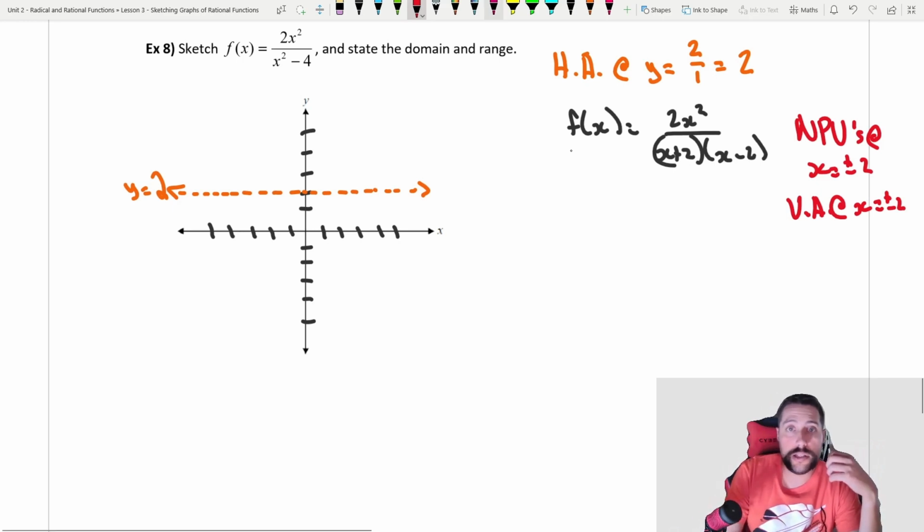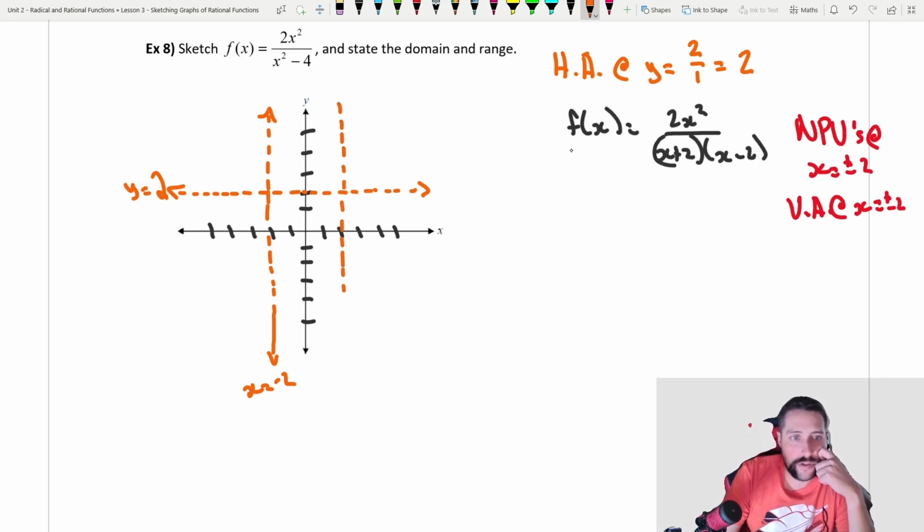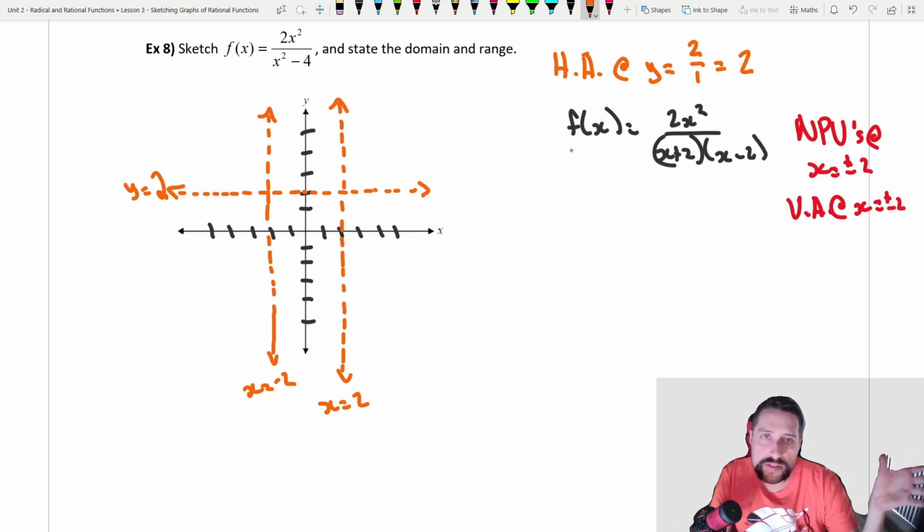So let's go ahead and plot those in. Okay, so here's x is equal to negative 2, and then x is equal to positive 2. Right away we can look at it and go, wait a minute, we've seen this kind of graph before. It looks like an H shape. Your asymptotes kind of look like an H. So that's what our graph will look like.